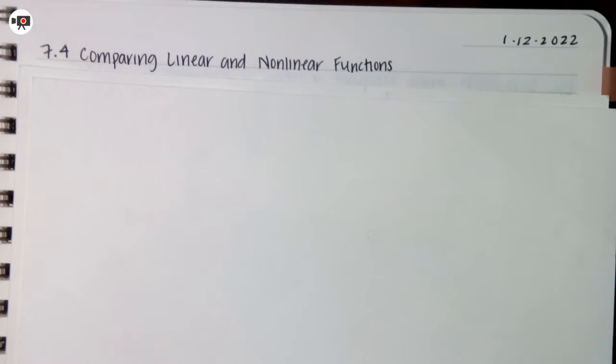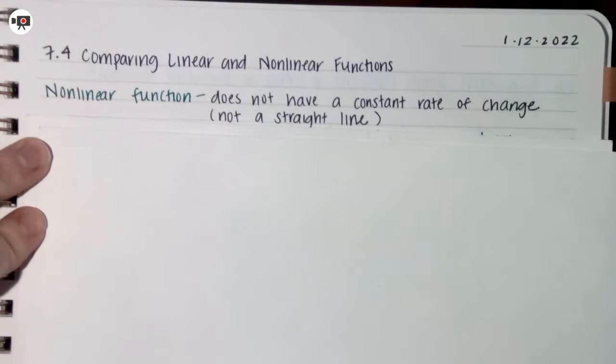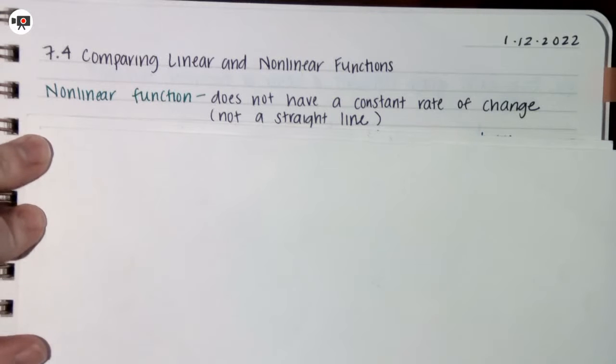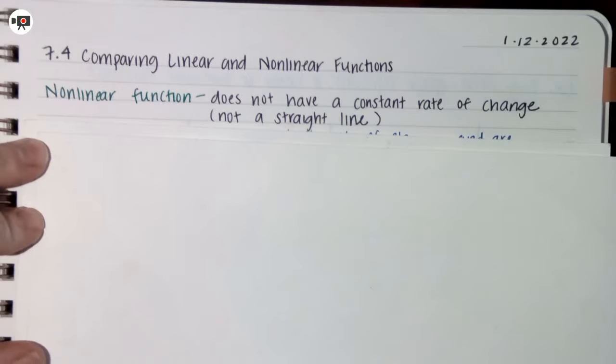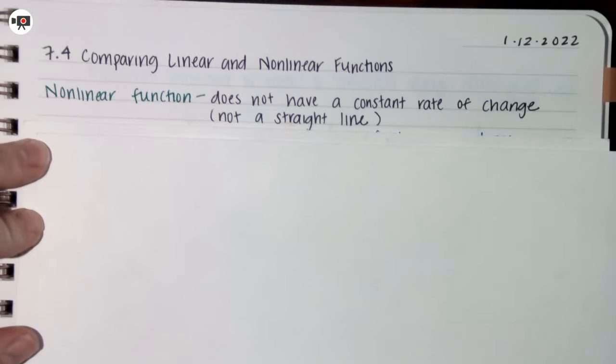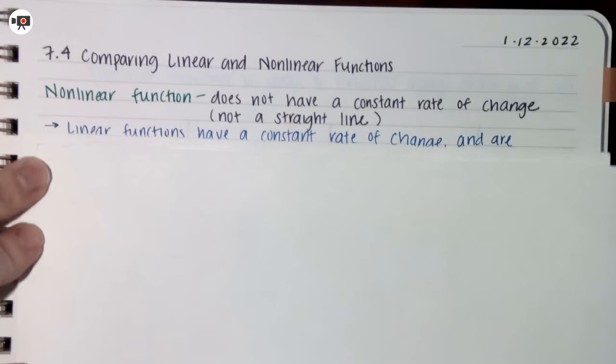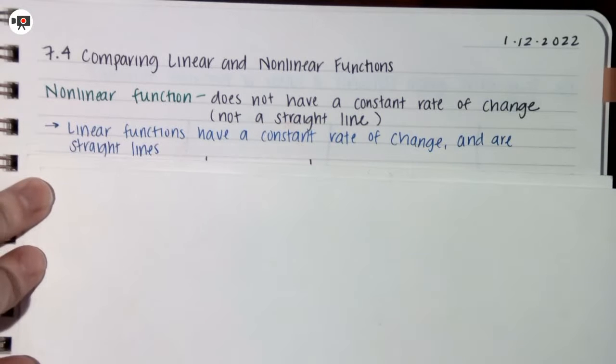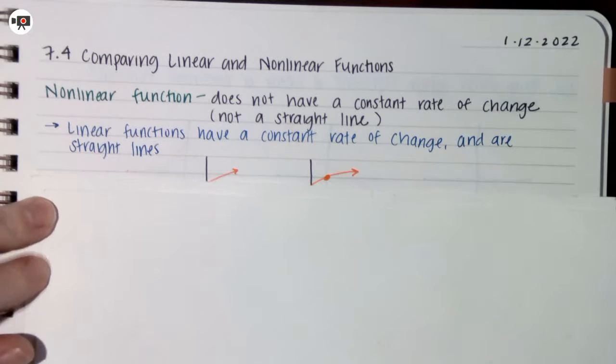This is 7.4, comparing linear and nonlinear functions. So a nonlinear function does not have a constant rate of change. That means it is not a straight line. A rate of change refers to slope, so that means the slope is not the same throughout the whole line. In contrast, linear functions do have a constant rate of change and are straight lines.